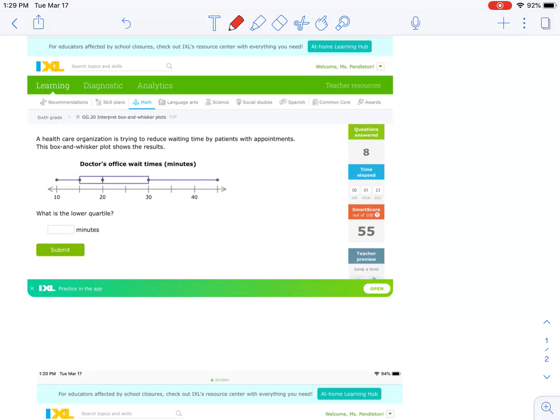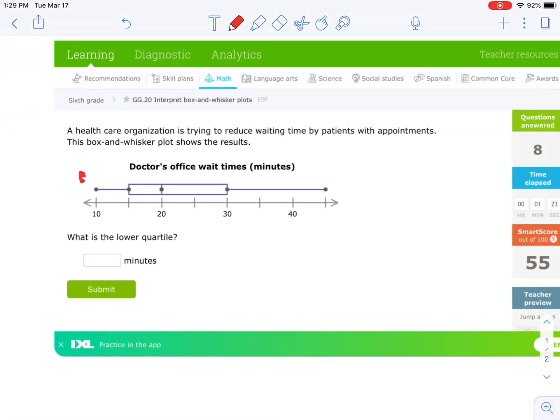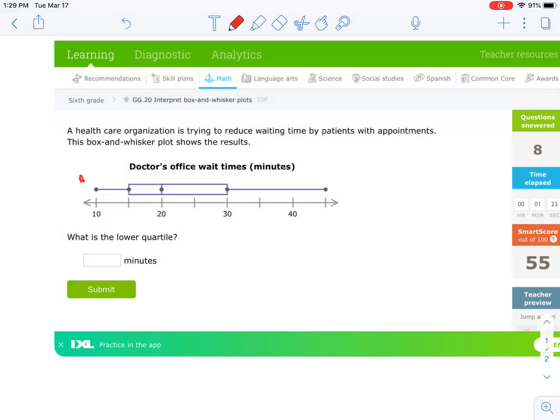Here they're asking for the lower quartile. So this is simply asking, do you know the parts of a box plot? Remember the parts of a box plot: this is your minimum, this is your lower quartile, this is your median, this is your upper quartile, and this is your maximum value. So if they want to know the lower quartile, all they're asking is what number goes here.